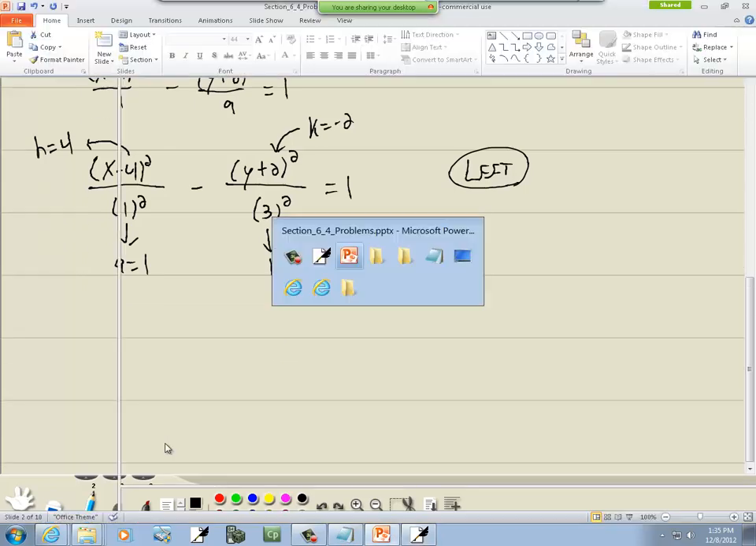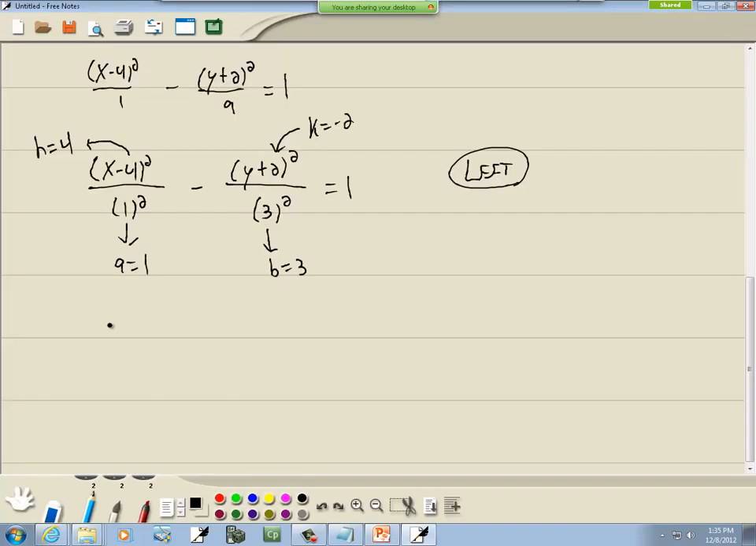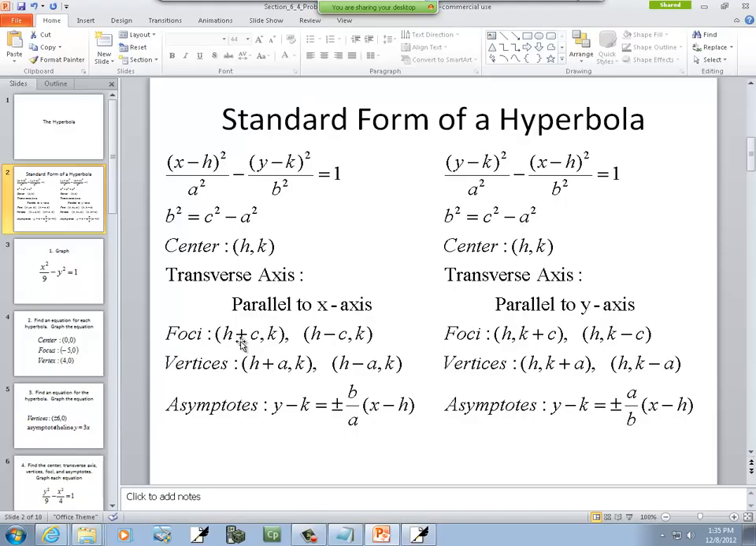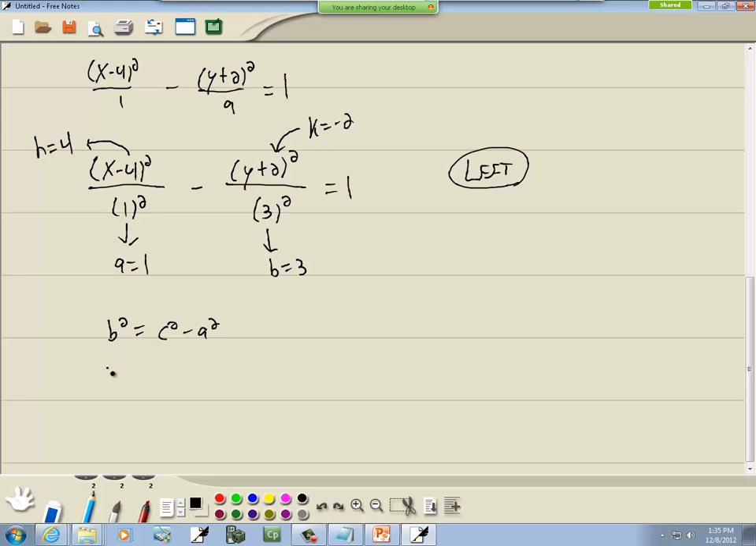Well, we need our c. So we got b squared is equal to c squared minus a squared. b we said was 3, so I got 3 squared is equal to c squared minus 1 squared. 9 is equal to c squared minus 1. So take negative 1 over, becomes a positive 1. So 10 is equal to c squared, or c is equal to the square root of 10.